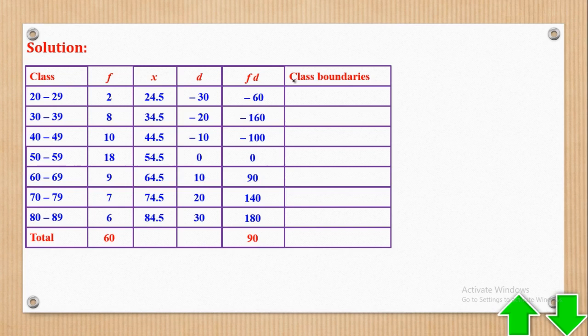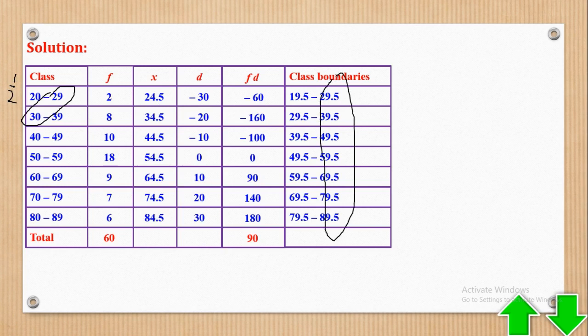So next is the class boundaries. For the class boundaries, remember I have to look at these values, and the difference between the two, 30 minus 29 is 1. So 1 divided by 2 is 0.5, meaning for these upper class boundaries, I'll keep on adding 0.5 to the upper class limits, while for the lower class boundaries, I'll keep on subtracting 0.5 from the lower class limits. So that's how those values can be generated.